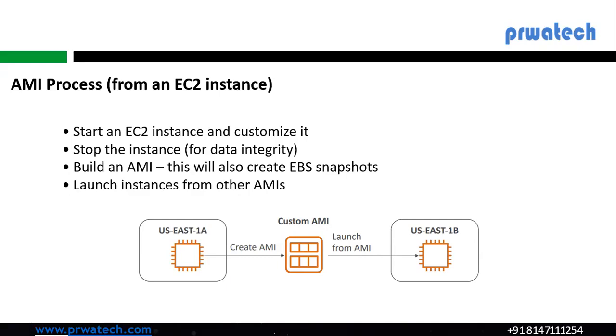And using that AMI, you can launch instances, and you will get the same configuration that you had done on the previous instance. How it works: you can see here, you have created one instance in US East 1A, you customize it, and you create one AMI. And if you want to launch that instance again in another region, you can see I have launched one in US East 1B. Using that AMI, you can launch.